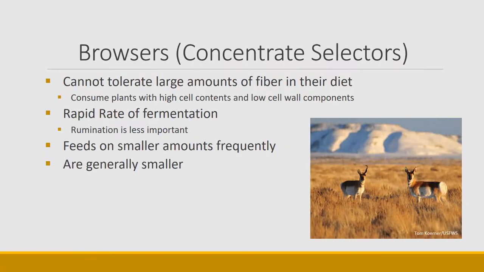So again, just a review, we have those browsers or concentrate selectors. They can't tolerate as much fiber, so they're going to choose those plants with less cell wall. They have a more rapid rate of fermentation because they're not fermenting all that cellulose, and they tend to have smaller meals more frequently. And in general, they tend to be smaller, such as this pronghorn.